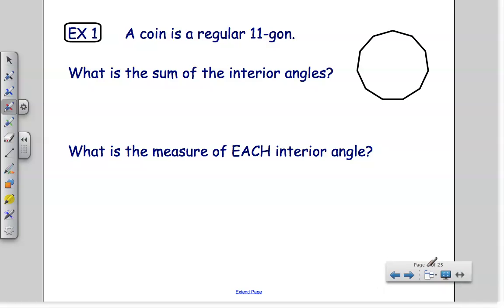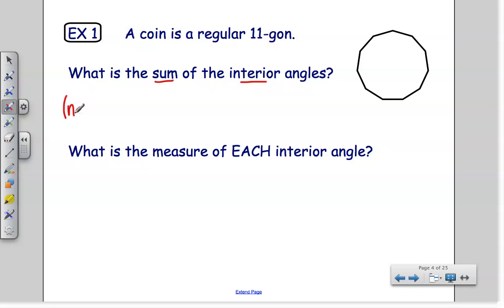Let's use this to solve a problem. You have a coin from a foreign country. It is a regular 11-gon, as you see here. If it's regular, remember all the angles are congruent and the sides are congruent. And the first thing, what is the sum of the interior angles? So what's the total when you add up all the interior angles? Well, it's an 11-gon.